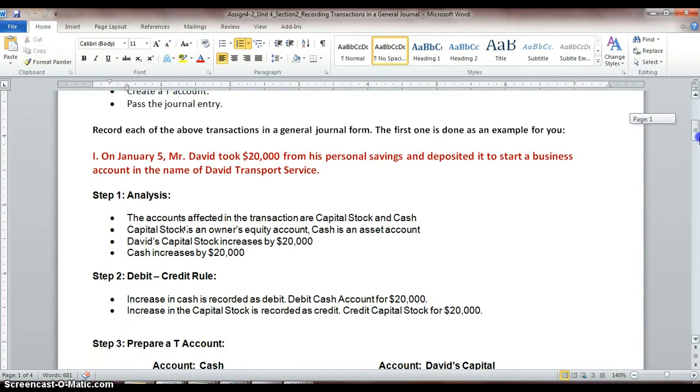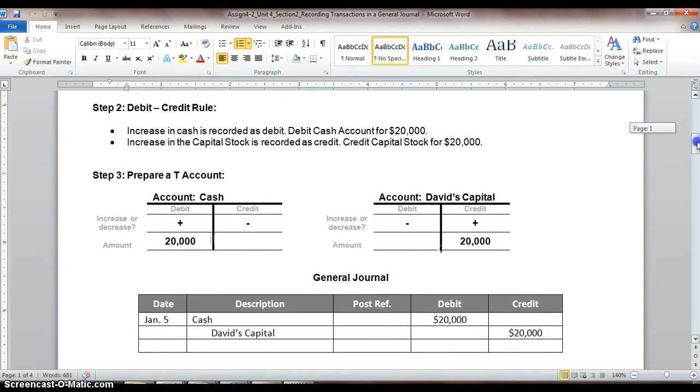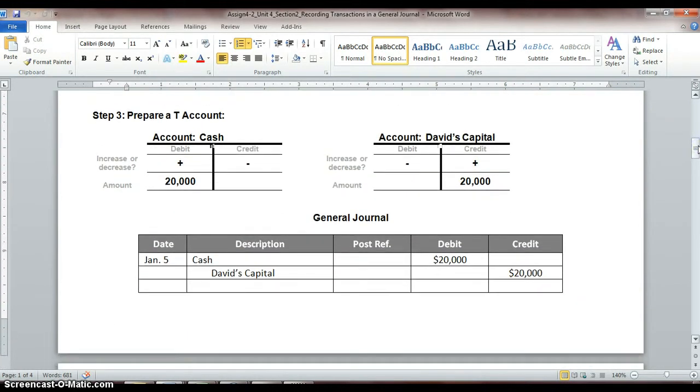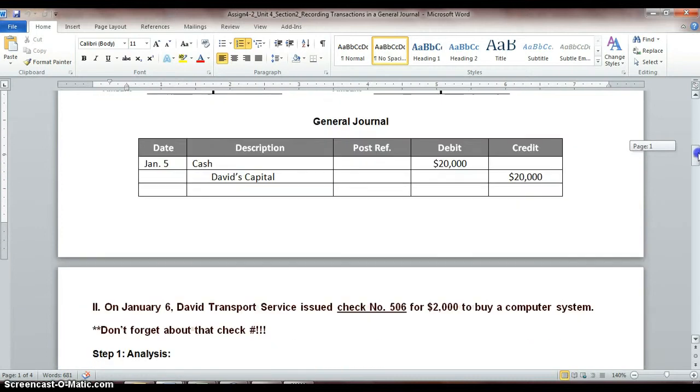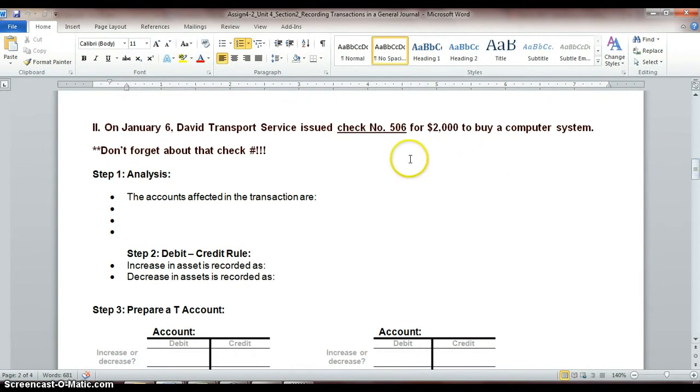The first one, again, I did for you to give you an example, but this one they actually didn't even give us a documentation notice in this transaction, so this one is exactly like part 1 of the assignment. I'm going to just skip over that one because it looks exactly the same. Okay, so let's go on to transaction number 2 here.